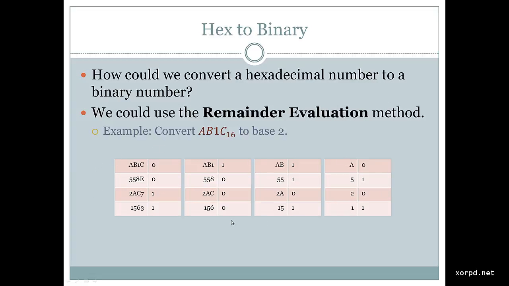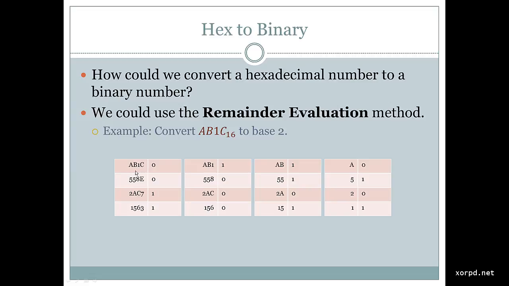Here we have 4 tables. At least it looks like 4 tables, but actually you can just regard it as one table. It is just very long, so I split it into 4 tables. This is the first one. You see, we begin here. This is the original number, and we try to divide it by 2 every time.